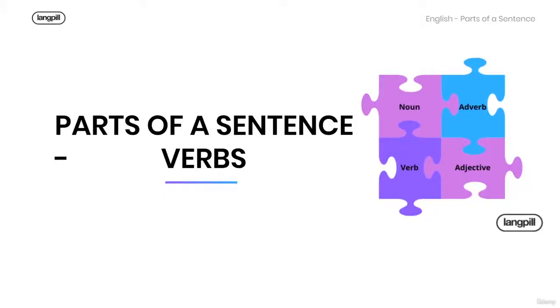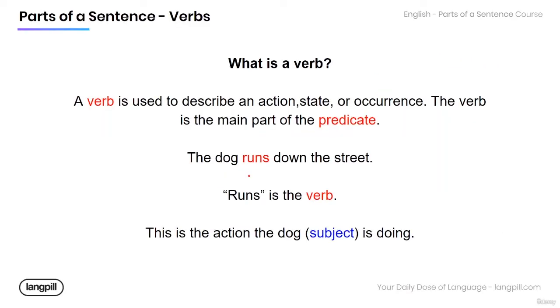Alright, in this lesson, we're going to focus on what a verb is in the English sentence. So what is a verb? Well, a verb is basically just used to describe some action or some state of being, some occurrence, okay? The verb is going to be the main part of your predicate, right? Remember we talked about predicate and subject. So the verb is the main part of the predicate.